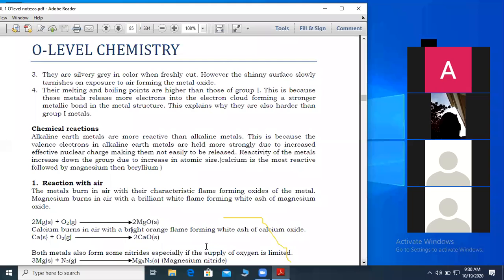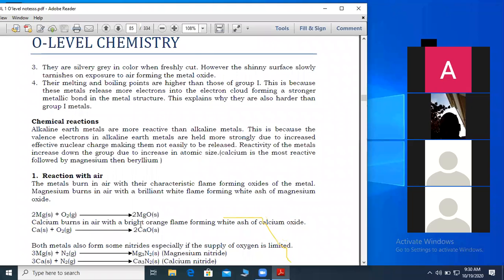Calcium also burns in air with a bright orange flame. I told you, when we ask you to state what is observed when a substance is burnt in air, give the color of the flame and give the color of the solid that is formed at the end. So calcium plus oxygen forms calcium oxide. And write this corrected equation also. There should be a 2 on calcium in order to balance it.